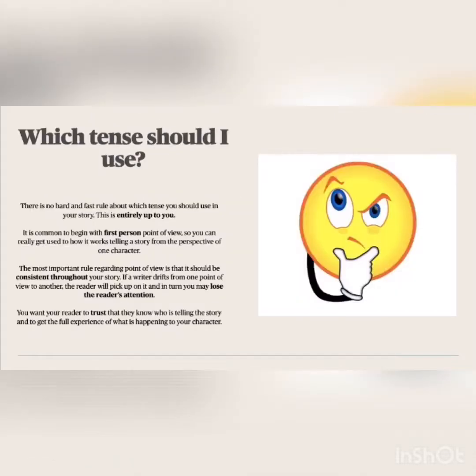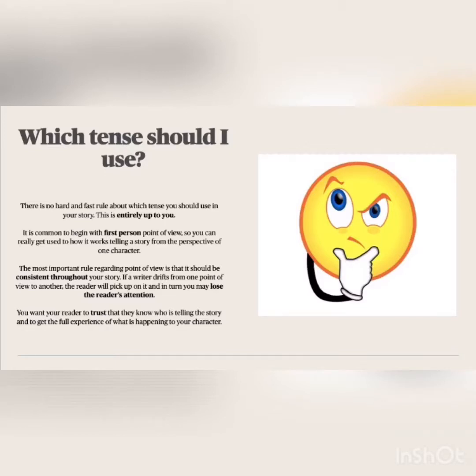So then we have the question of which tense should you use in your writing? Well, there's no hard and fast rule about which tense you should use in your story. This is entirely up to you. It's common to begin with the first person point of view so you can really get used to how it works telling a story from the perspective of one character.